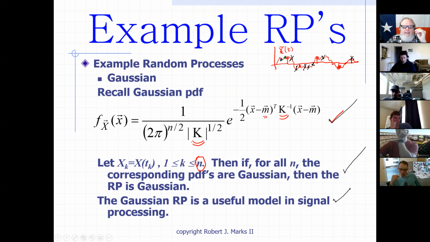So again, let x sub k equal x of t. So this is a sample of the stochastic process. We choose any value of n that we would like. And if for all n, no matter what your choice of points are, the corresponding probability density functions are Gaussian, then the random process is called Gaussian. So if we say that a process is a Gaussian random variable, this is mathematically what we mean.